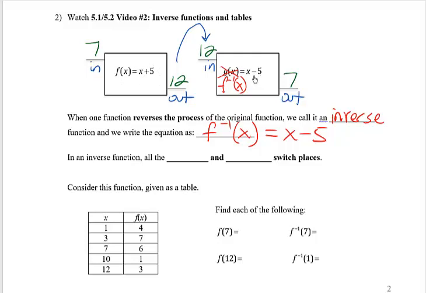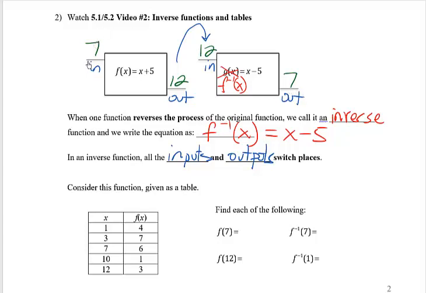There's a second way that you can view what's going on with an inverse function. When you compare an inverse function to the regular function, what you notice is that all the inputs and outputs have switched places. You can even see that in our example up here. In the original function, 7 went in and 12 came out, whereas in the inverse function, 12 is going in and 7 is going out. The inputs and outputs have swapped places.